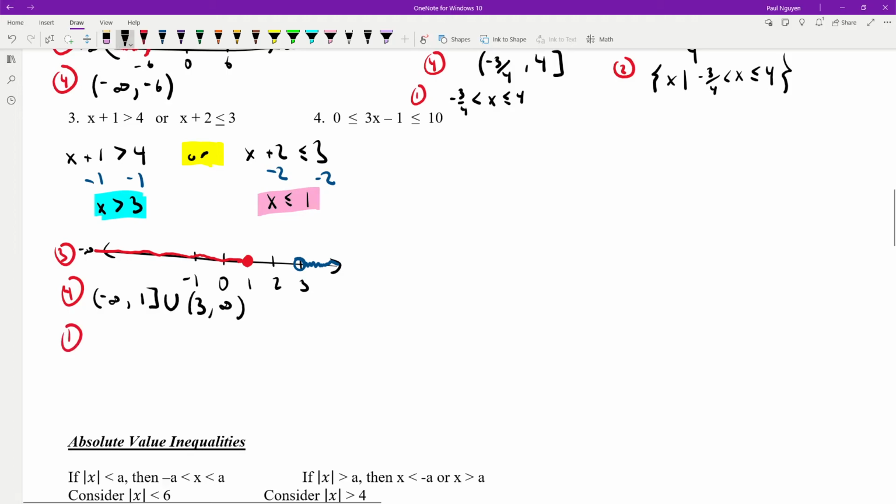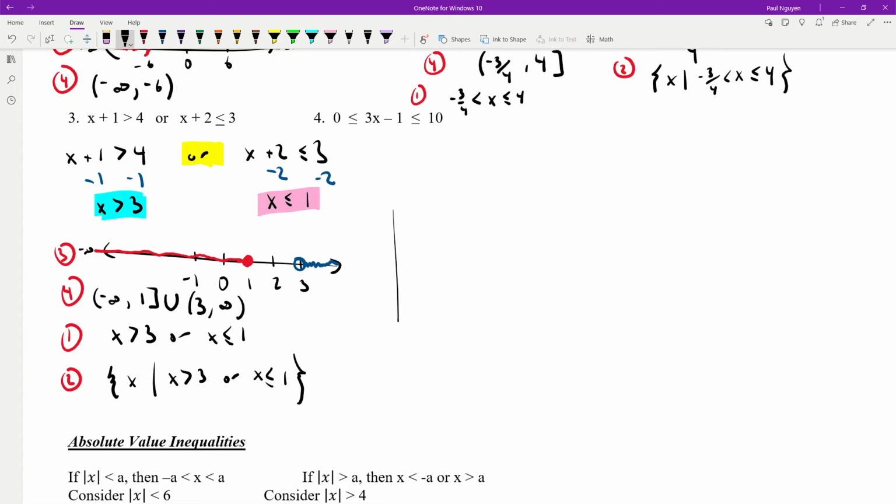The first way is to write a compound inequality. Here I would just write x is bigger than 3 or x is less than or equal to 1. And set builder notation would give me the set of x such that x is greater than 3 or x is less than or equal to 1.